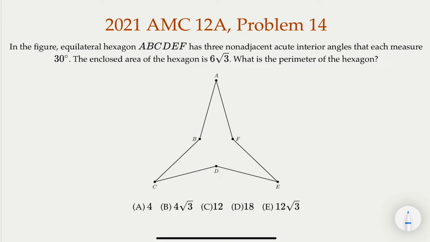All right, this is a geometry problem from the 2021 AMC 12. Here we have an equilateral hexagon, where of course the sides are all the same, and we're given that this angle here is 30 degrees. We also know that the area of the whole shape is 6 square root of 3. We try to find the perimeter of it.